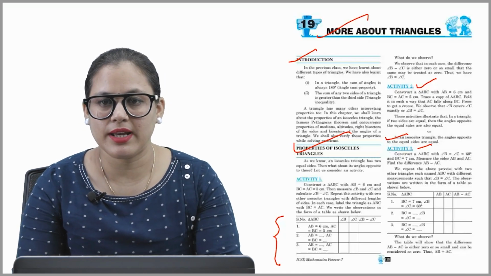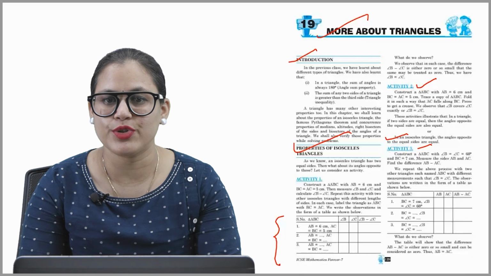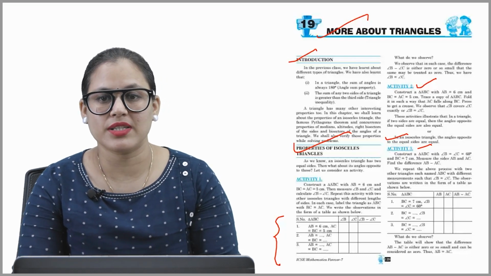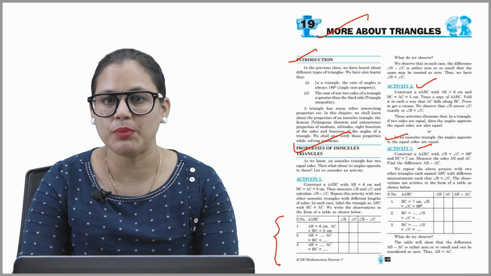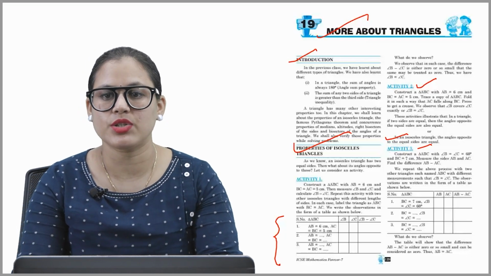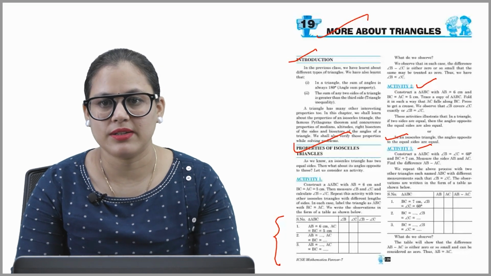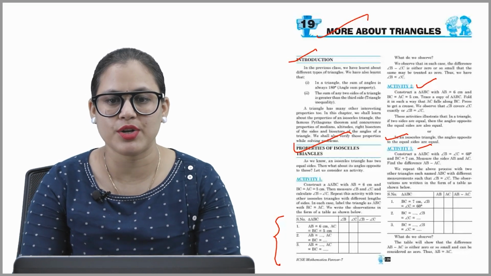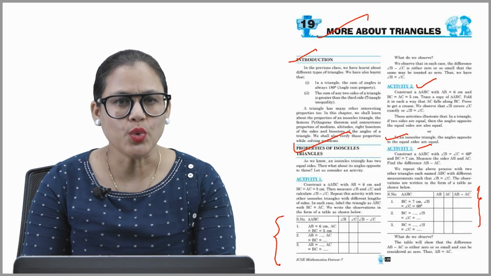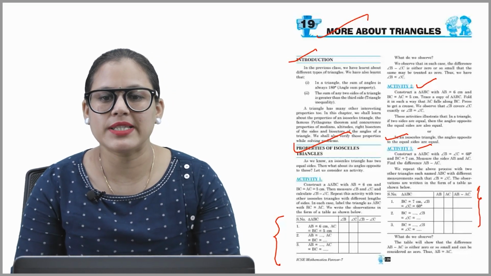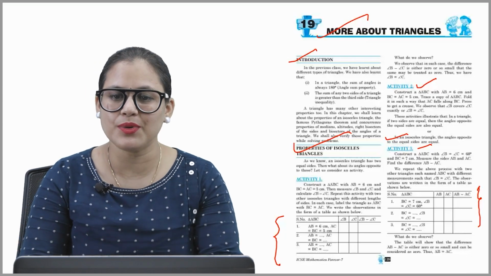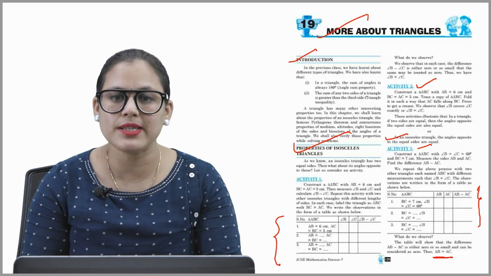And activity 3. Construct a triangle ABC with angle B equals angle C equals 60 degrees and BC equals 7 cm. Measure the sides AB and AC, and find the difference AB minus AC. We repeat the above process with two other triangles, each named ABC, with different measurements such as angle B equals angle C. The observations are written in the form of a table as shown below. Okay, so you will write your observation in this table, and then what do we observe? The table will show that the difference AB minus AC is either 0 or so small that it can be considered as 0. Thus, AB equals AC.